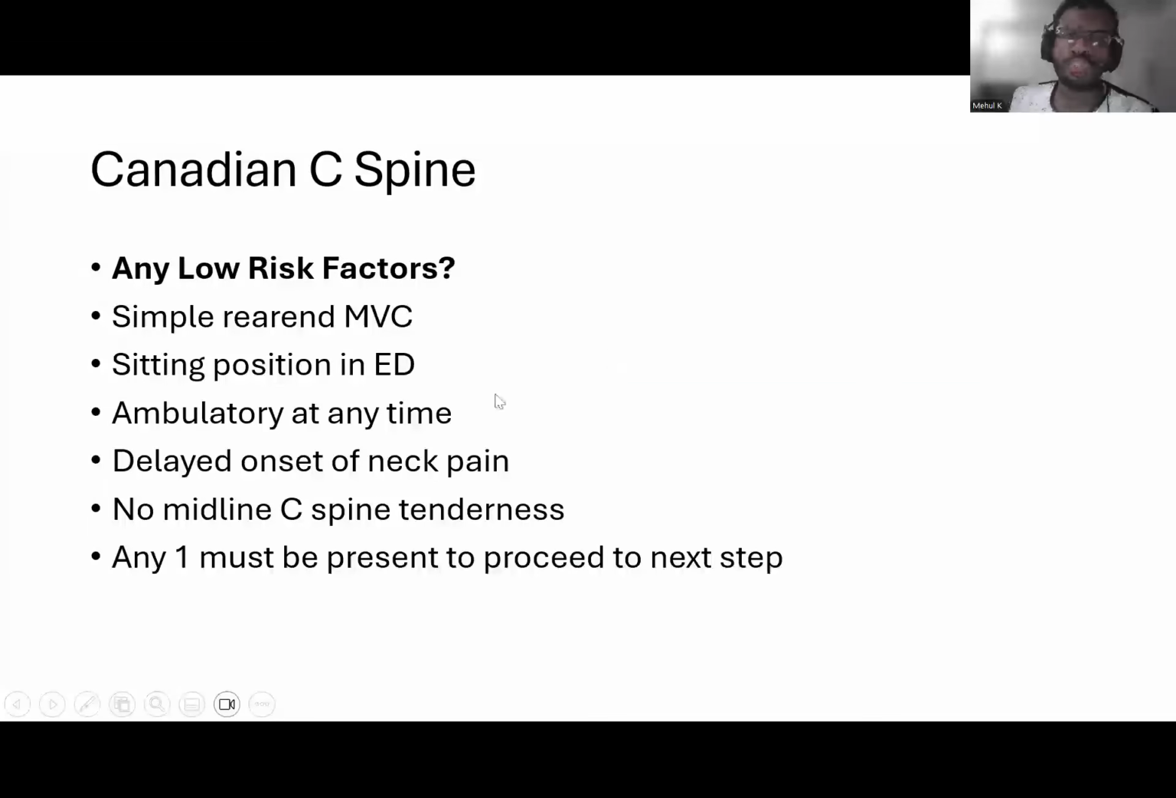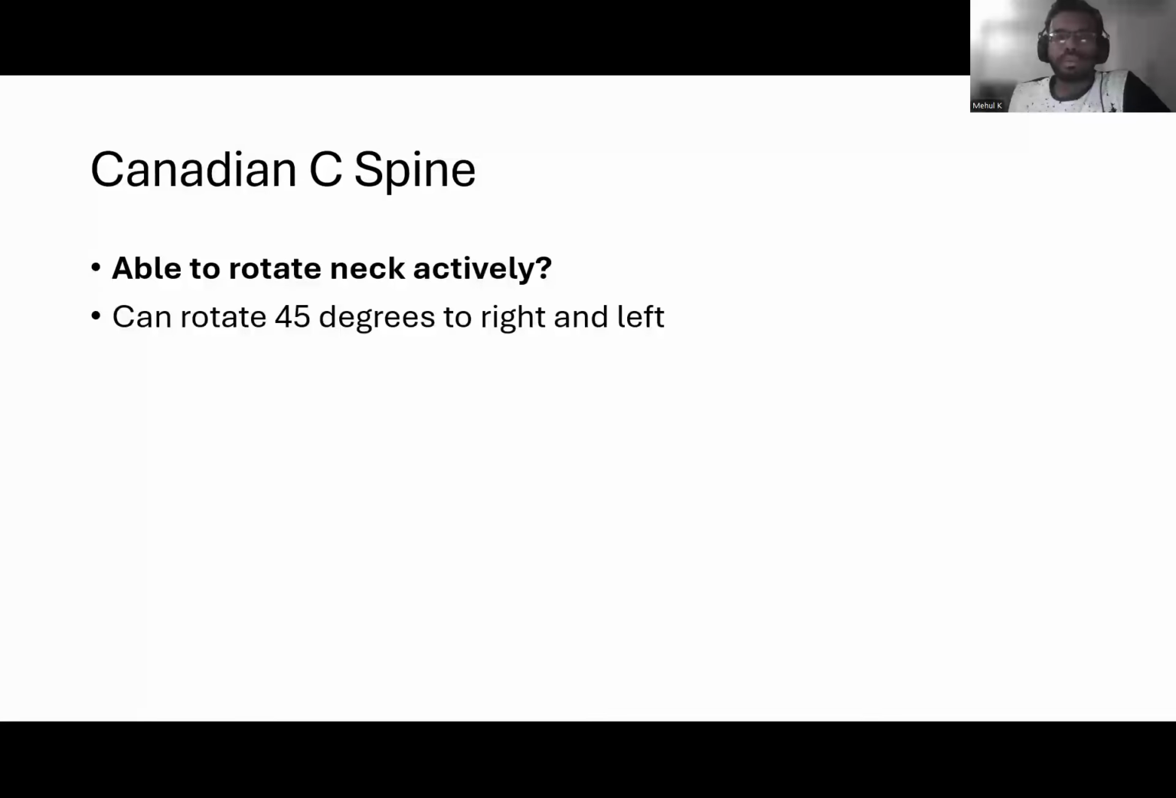So what are the low risk factors? If you have any of these low risk factors, you can proceed to the neck motion part. Low risk factors are a simple rear-end MVC, the patient is in a sitting position in the ED, ambulatory at any time, or a delayed onset of neck pain. Delayed onset is more likely to be some kind of muscular pain, and absence of any midline cervical spine tenderness. If any single one of these low risk factors is present, then you can move on to the last part, which is being able to rotate the neck 45 degrees to right and left.